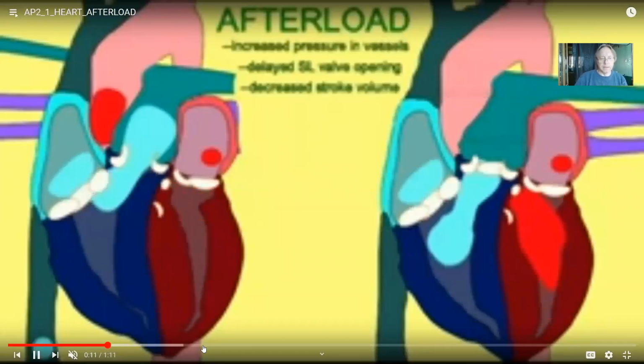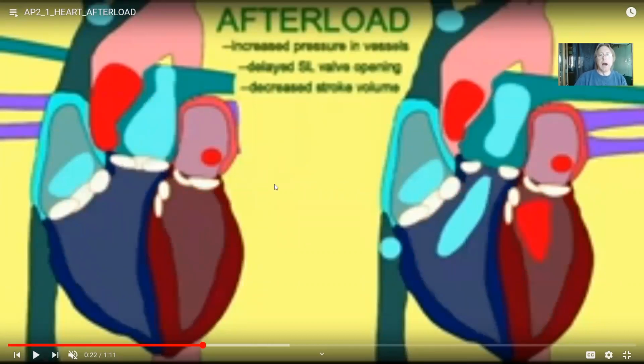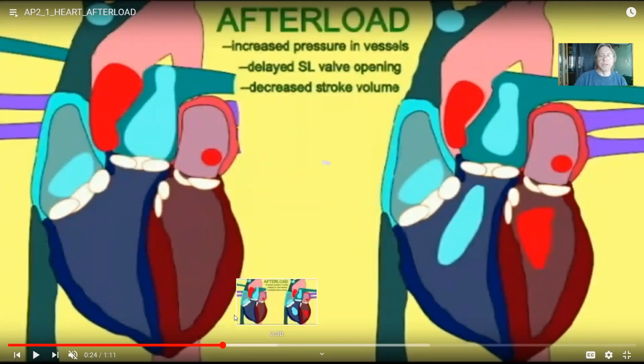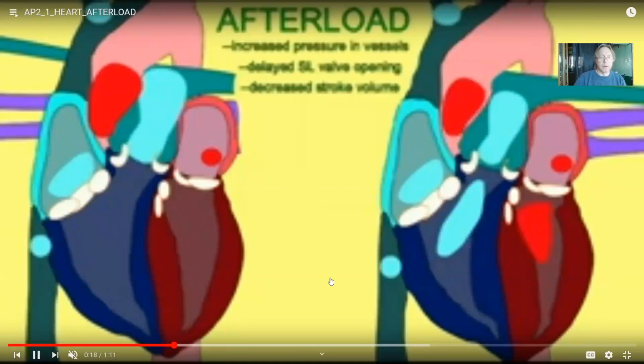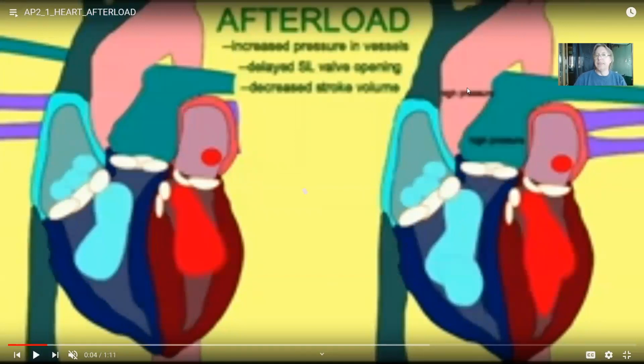So here I have two individuals being compared, and I'm sorry that the focus isn't perfect. One has high blood pressure and the other doesn't. So let's say both of them start their heartbeat now. This individual, here we have high blood pressure.